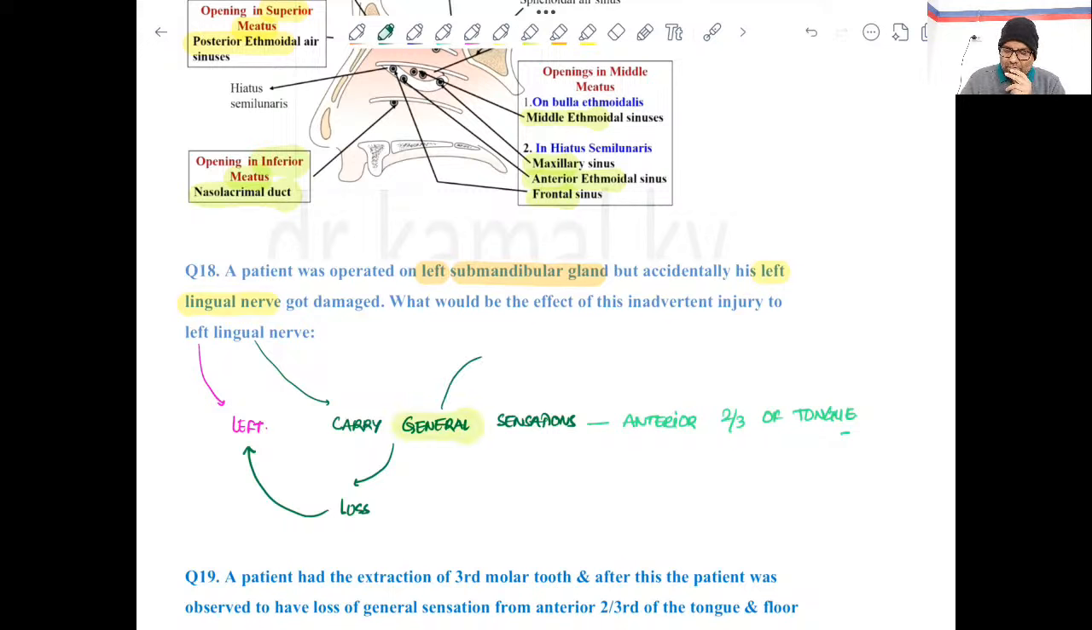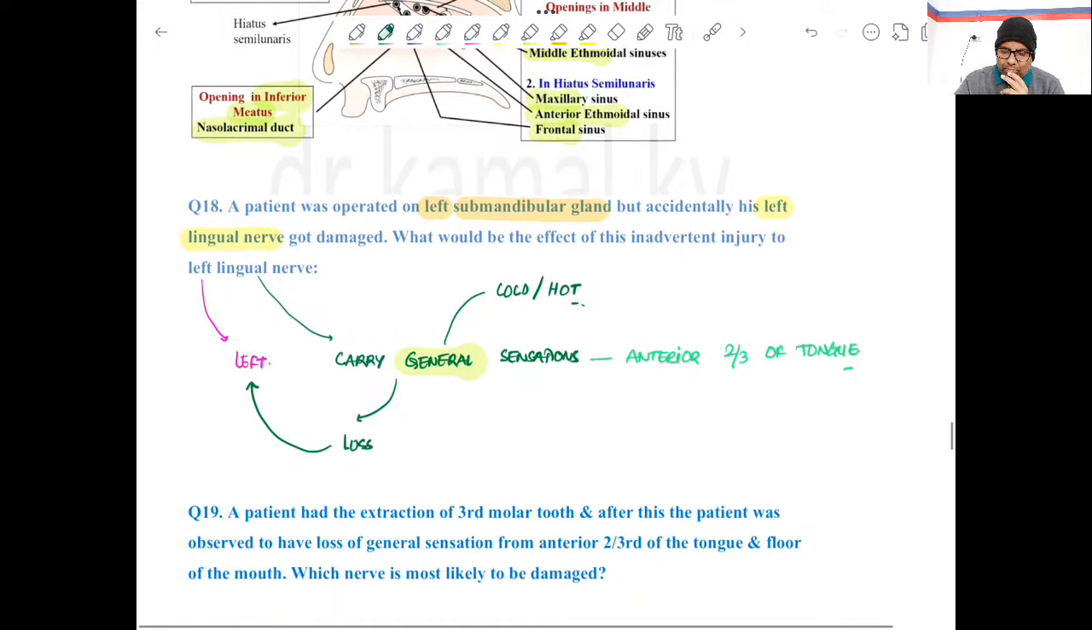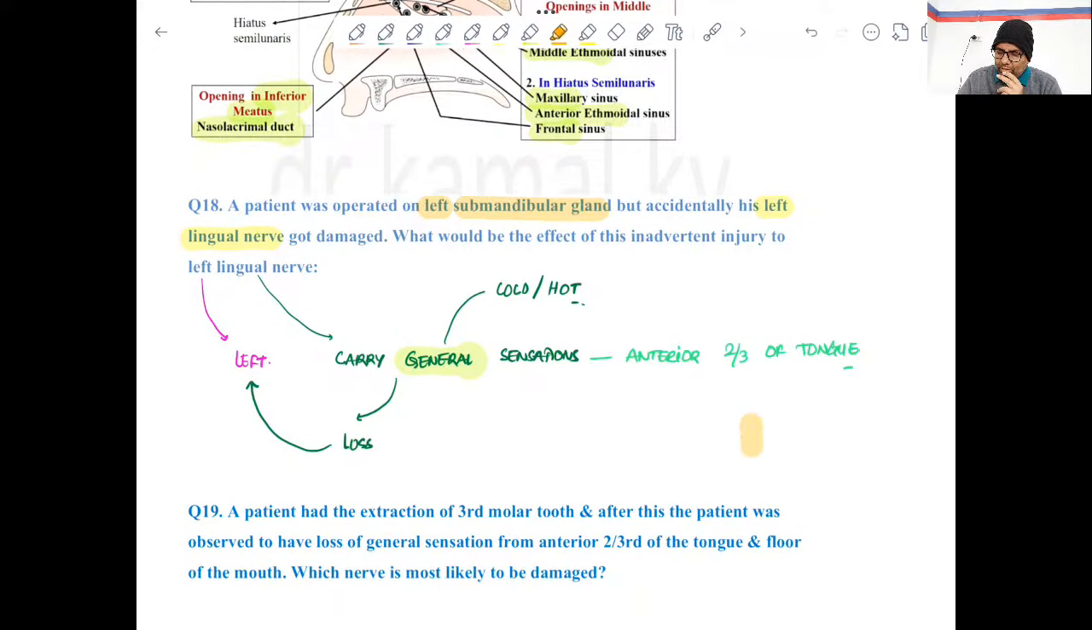Now what is general? Like cold, hot, all those sensations. Clear? Very good, Dr. Puneet. Very good. Now the question is, you say anterior two-third and posterior one-third. Now what is this demarcation? How can you say that this part is anterior two-third and this part is posterior one-third? How will you say that?